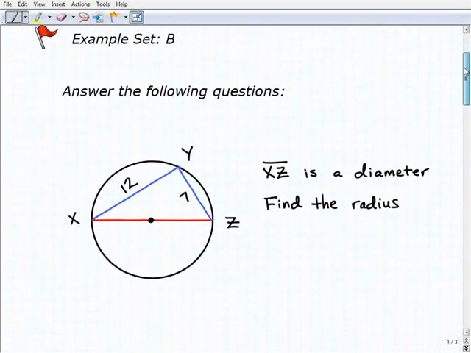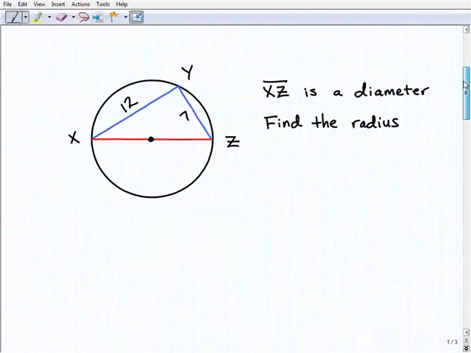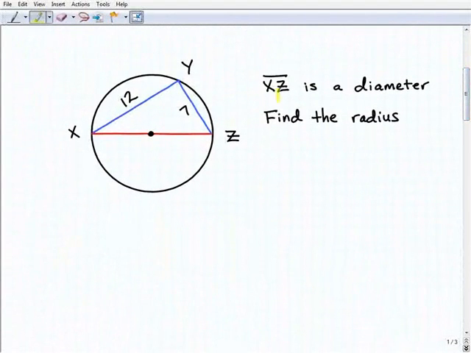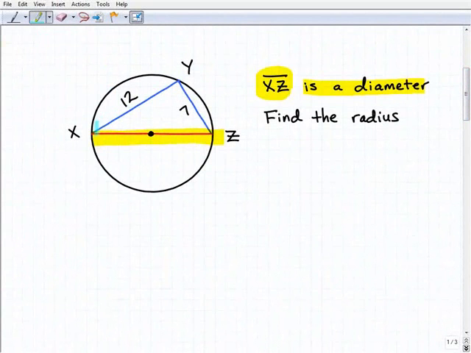So we're going to answer the following questions. And we're told that XZ is the diameter. Okay, so XZ is a diameter, and we also see that we have an inscribed angle. Okay, so this is an inscribed angle. And now, knowing that you have a diameter going through a circle, what does that do? What do we have right now?